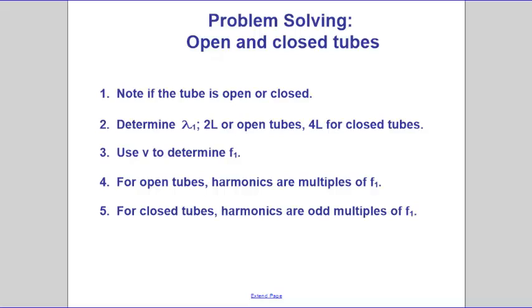One strategy involves determining the wavelengths: 2L for open tubes, 4L for closed tubes. Use the speed of sound to find the fundamental frequency, and then the harmonics are multiples of that fundamental frequency, which again vary depending on whether they're open or closed tubes. For closed tubes, they're odd multiples of f, and for open tubes, they occur at every whole number multiple of f.